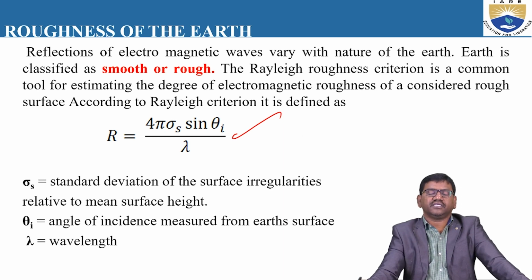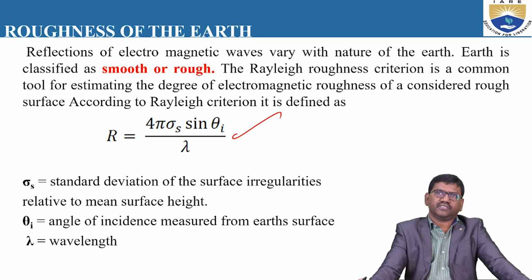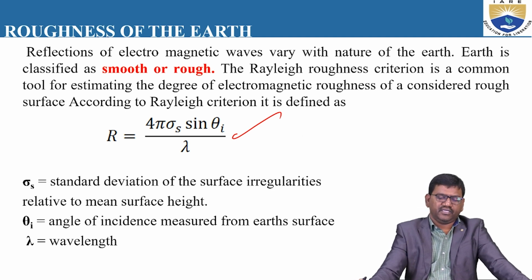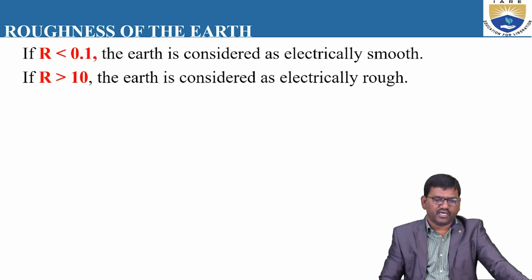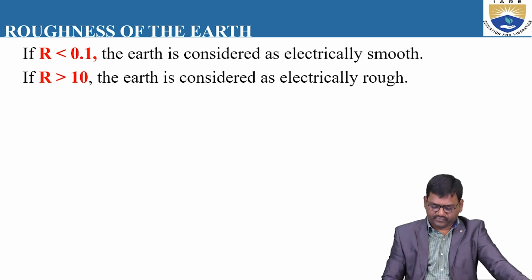So it is clearly known that the R value depends upon the conductivity of the earth, or what we call the standard deviation of the surface irregularities. Now if we determine the value of R, and if R is less than 0.1, then the earth is considered electrically smooth. If R is greater than 10, the earth is considered electrically rough.